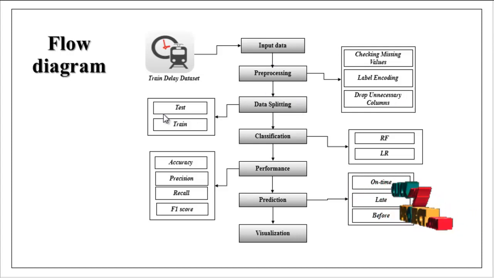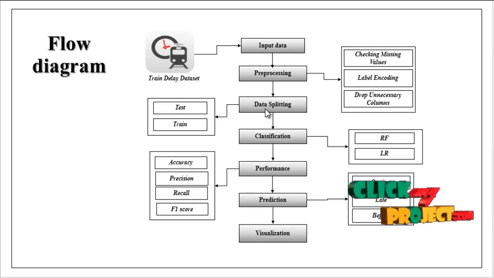Here we split the whole dataset into test data and train data. Test data is used for prediction and train data is used for evaluation. Then the split data is carried out to the classification module. Here we implement two different machine learning algorithms, random forest and logistic regression. With the help of these algorithms, we can predict whether the train delay is on time, late, or early.